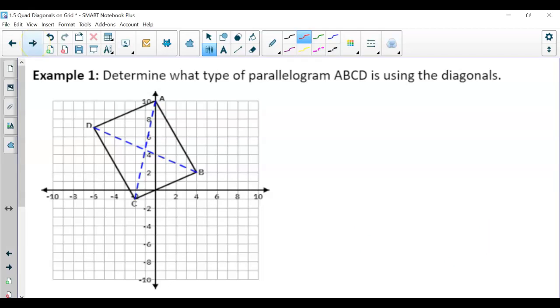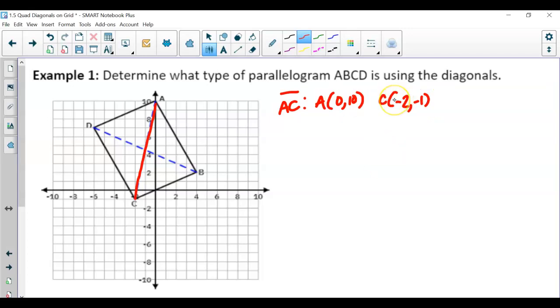So looking at example 1, we're going to determine what type of parallelogram this is, using the diagonals. So we are focusing on diagonal AC. Let's identify the points. A is at (0, 10) and C is at (-2, -1).